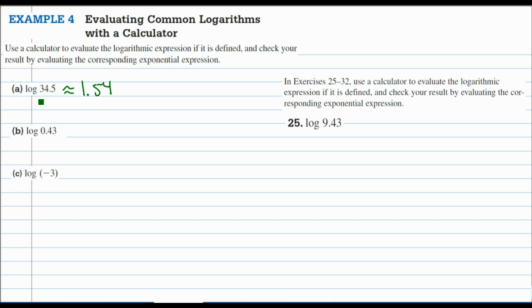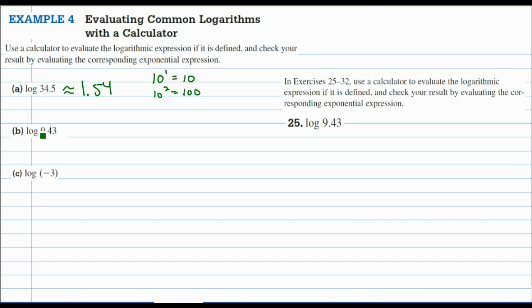This log is asking: 10 to what power is 34.5? Well, 10 to the first is 10. 10 to the second is 100, so it's got to be between those two. So 1.54 actually makes some sense.